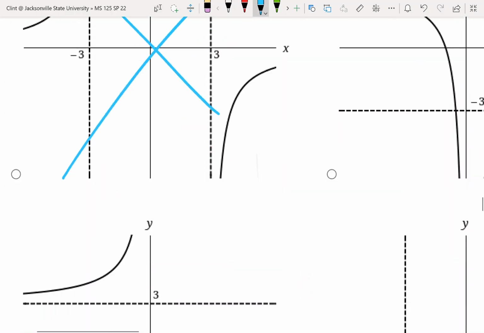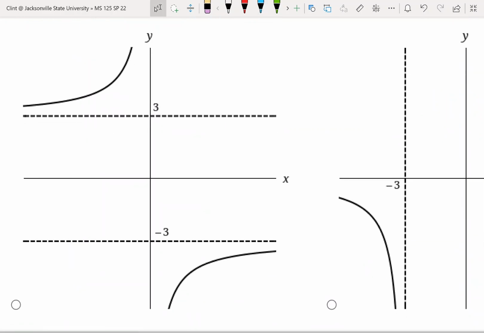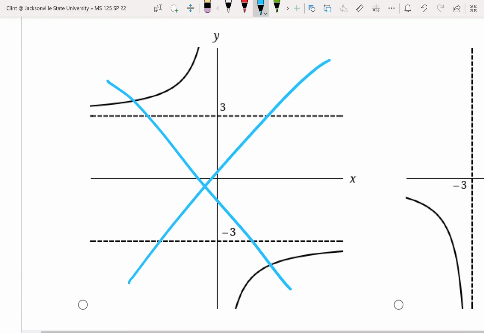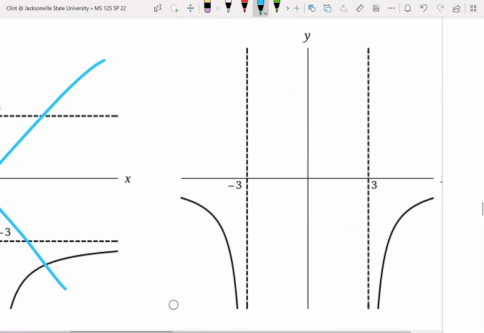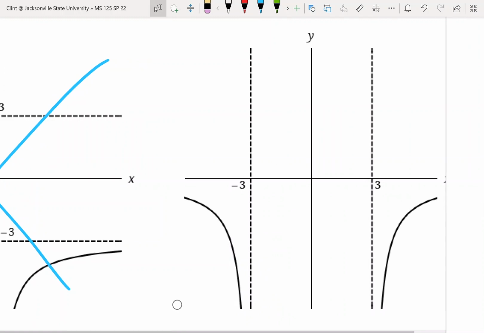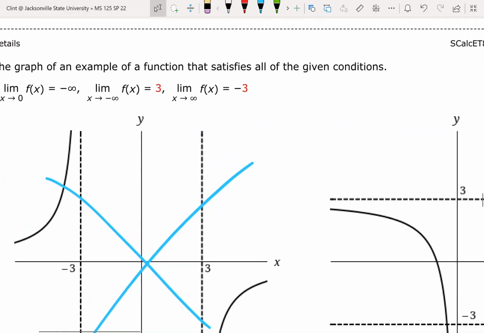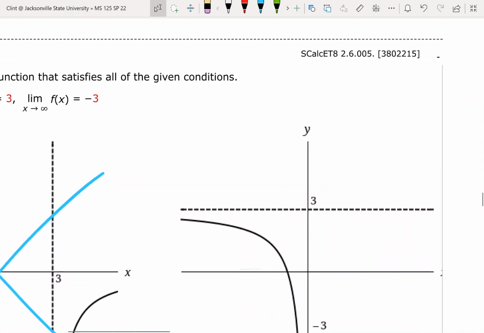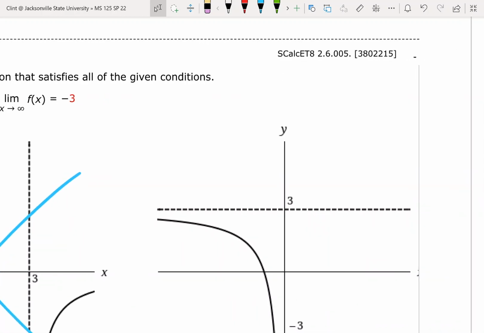Okay. And what do you think about that one? No, because one way it goes up, one way it goes down. And then the third one, maybe. Okay, let's see what else it says. Depends on if they're not showing us the whole thing or not. So then we've got the limit as x approaches negative infinity is 3. So that works for that one.